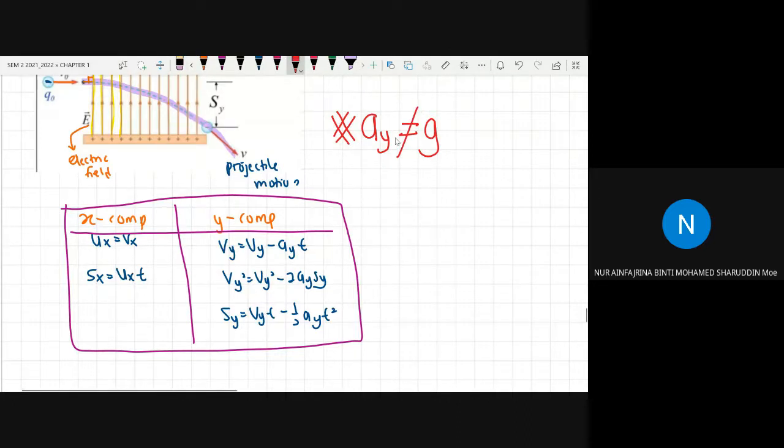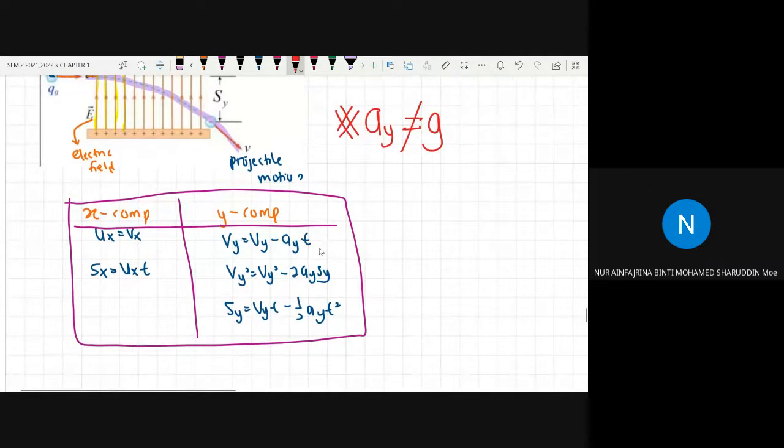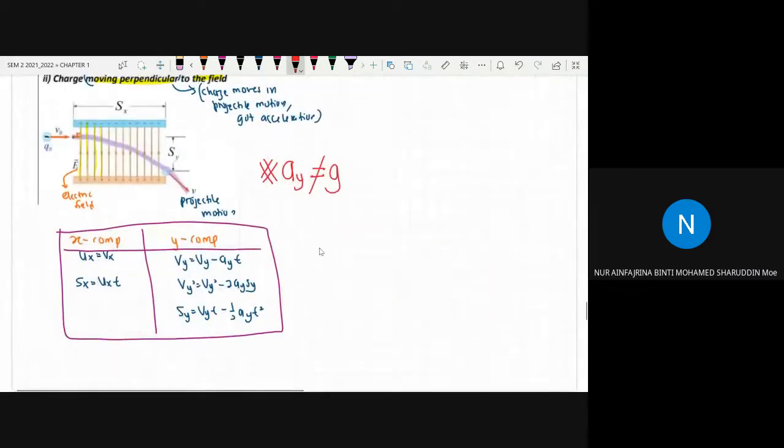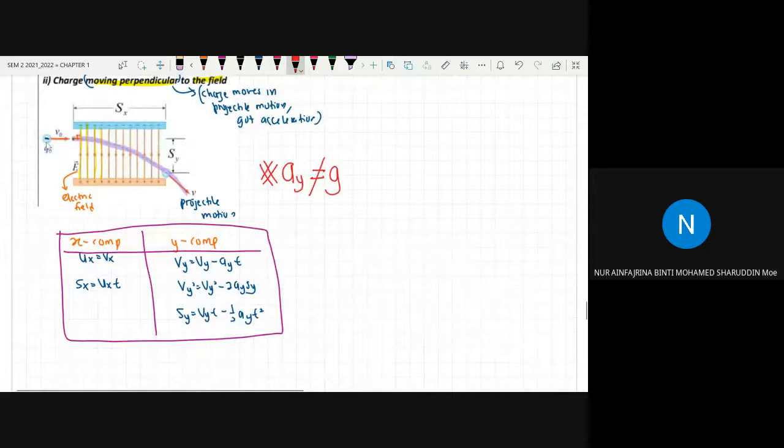Okay, but one thing yang peliknya untuk projectile dalam kes ini adalah, okay, kita tengok kali masukkan negative charge, dia punya motion ke bawah tau. So motion ke bawah. So bila motion you ke bawah, dekat sini dia akan jadi negatif. Acceleration dia akan jadi negatif lah. So kita akan letak negatif, negatif, negatif. So dia adalah negatif.